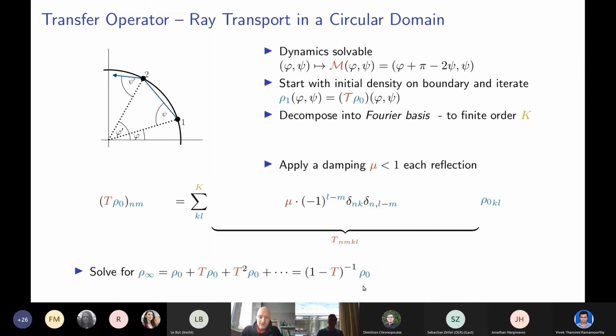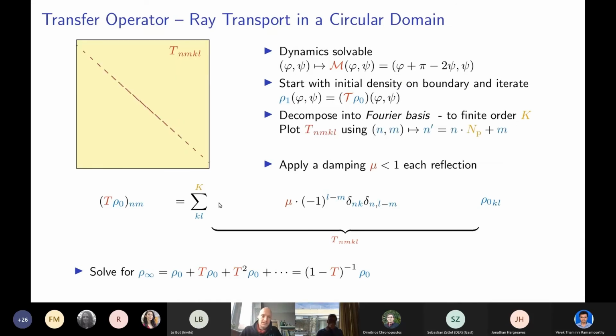And to do this numerically, you have to cut off your basis somewhere. So now we changed from a calligraphic T to an upright T to indicate that we are now talking about a finite size matrix. You have to cut it off at some order K. So this order will be denoted in yellowish letters throughout the talk.